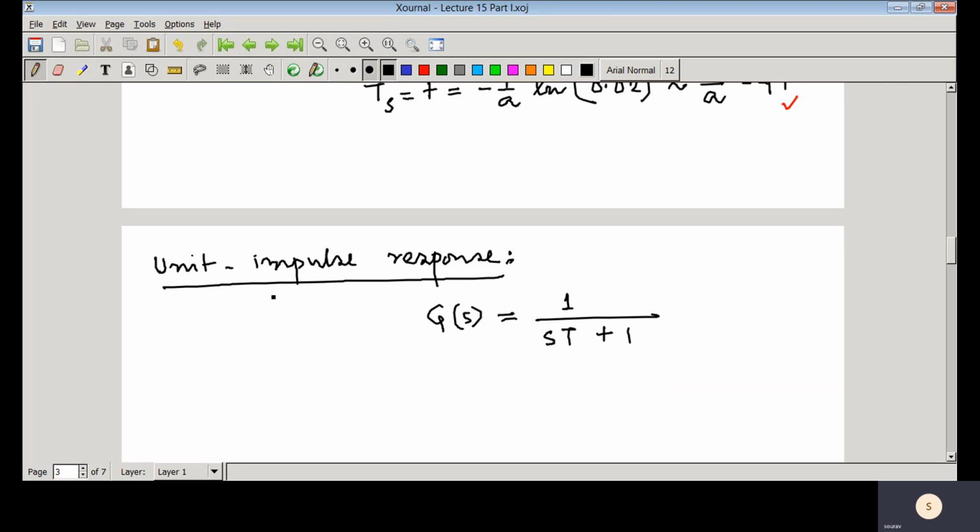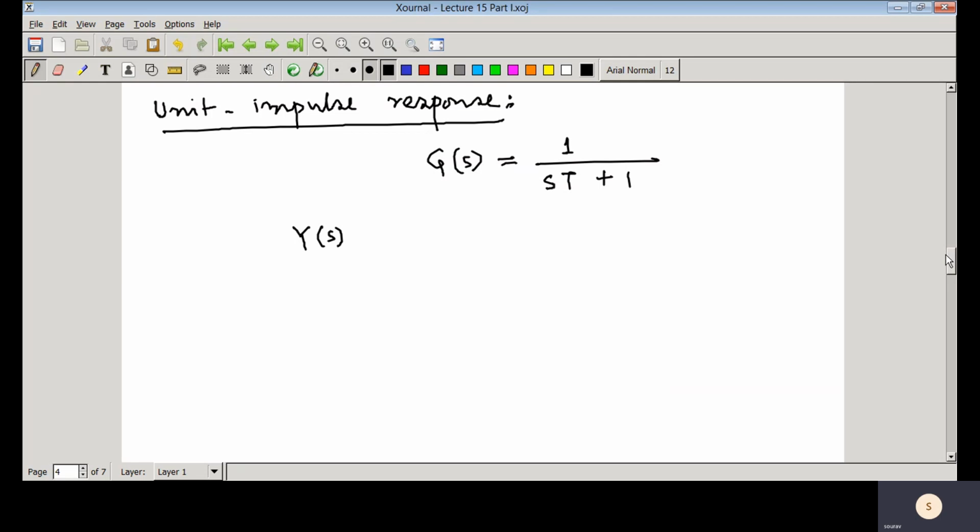So now it is a unit impulse, and if you take the Laplace transform of the unit impulse, it would be 1. So Y(s) equals 1 by (sT plus 1), and then from here you can have y(t) equal to 1 by T e to the power minus t by T, and this is for t greater than or equal to 0.